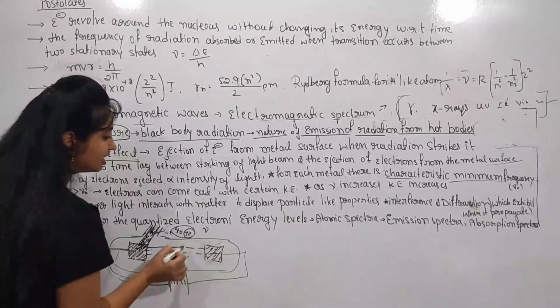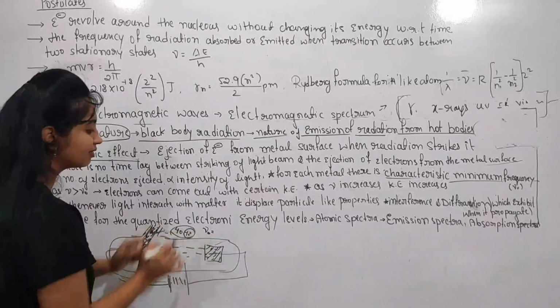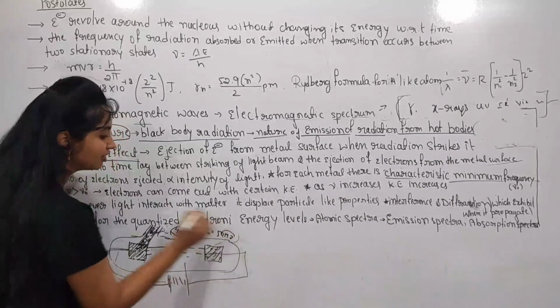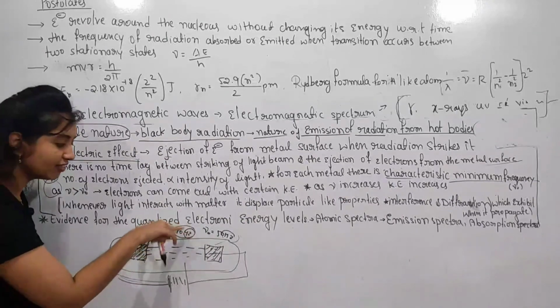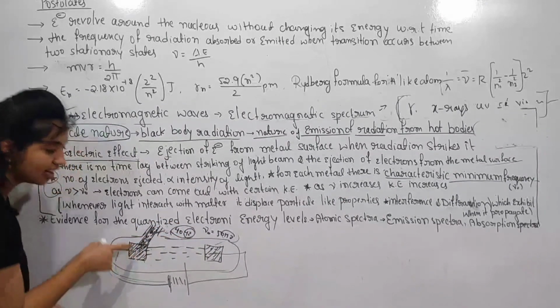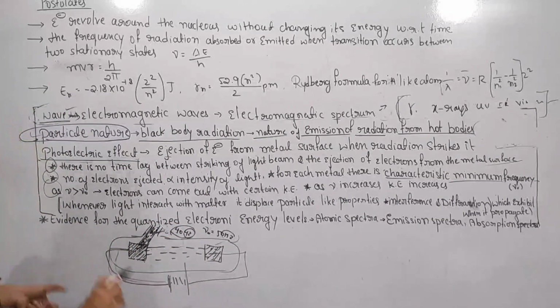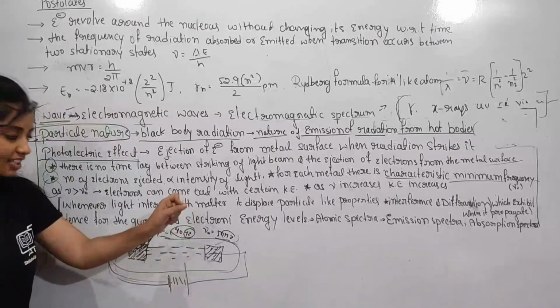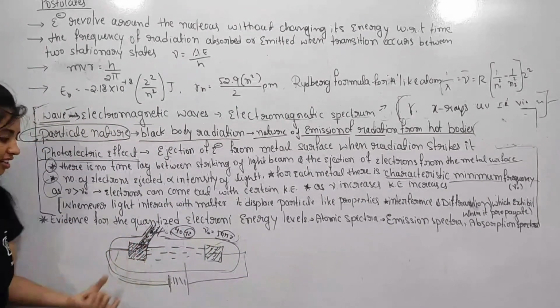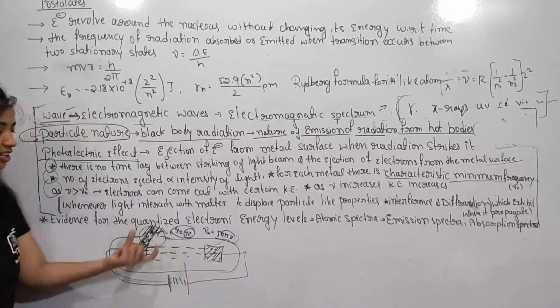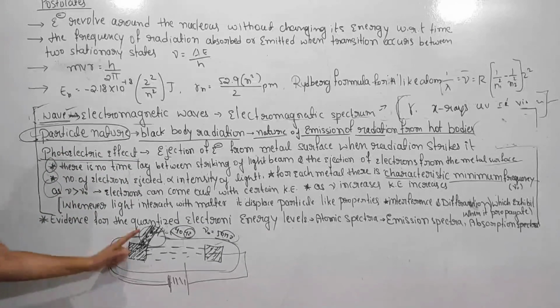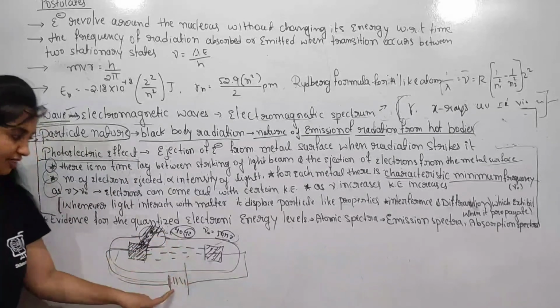we can't reach our minimum threshold frequency. Our minimum threshold frequency for this metal is 50 hertz, but we apply 40 hertz. When we apply 40 hertz for this metal, then there is no photoelectric effect observed. When we apply the minimum frequency, meaning the threshold frequency, to this metal through this electromagnetic radiation, then only we observe the photoelectric effect. So this is called a threshold frequency.